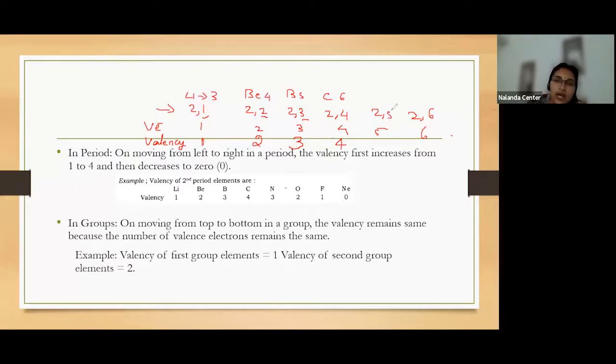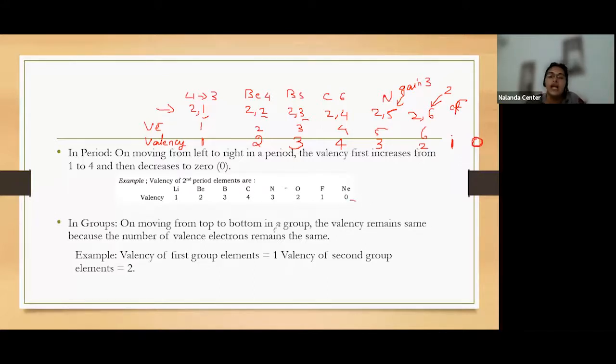Carbon shares 4 electrons. What about nitrogen? Nitrogen is going to gain 3 electrons, so valency is going to be 3. Oxygen is going to gain 2 electrons. Valency again is going to be 2. The next one, fluorine, is going to gain 1 electron. And the last one, being the noble gas, is not going to gain or lose anything, so the valency is going to be 0. So the valency first increases and then decreases down to 0.